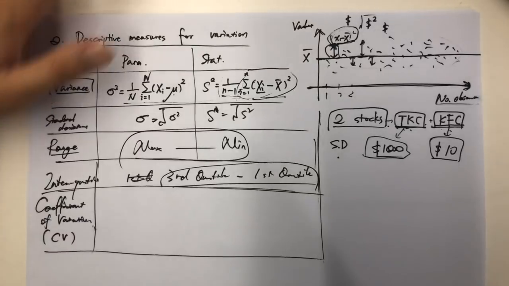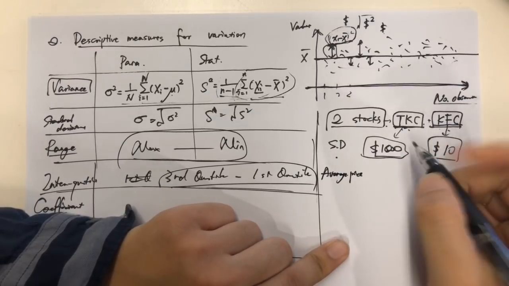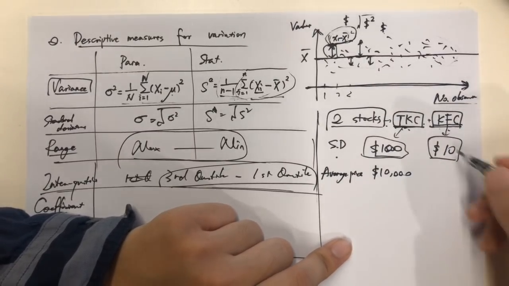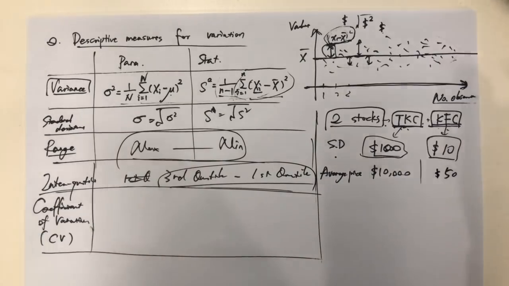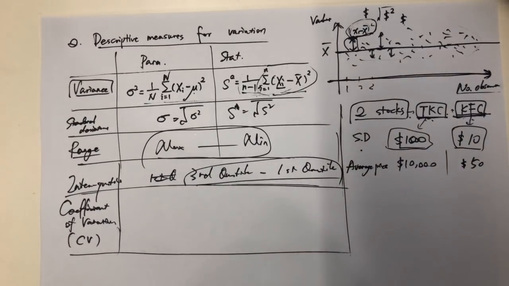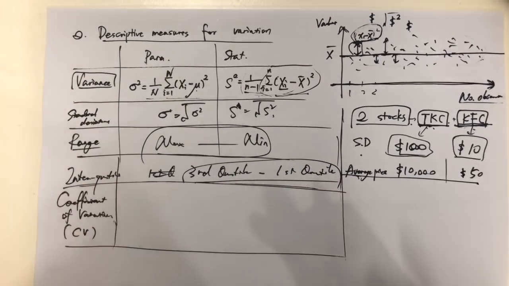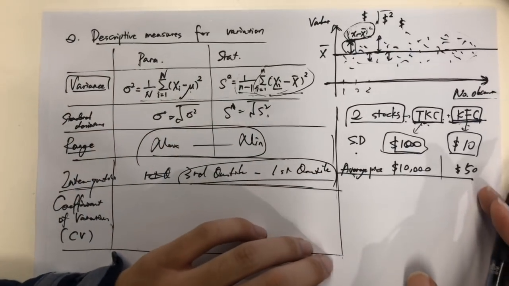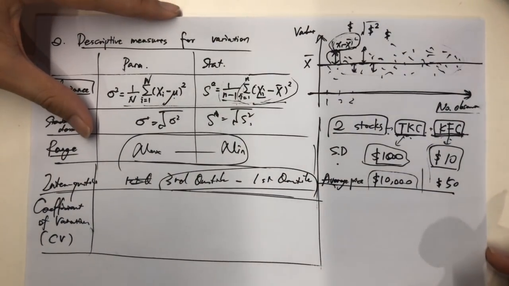Well, now, if I give you some additional information, if I say the average price of Tony's Kitchen is $10,000. And for Korean fried chicken, the average price is, for example, $50. Now, which stock do you think is riskier? Definitely KFC, right? So we can see from this simple example, the standard deviation cannot give us any idea on whether or not the data is volatile or not volatile. And it cannot help us making decisions which one is more volatile and which one is less volatile.